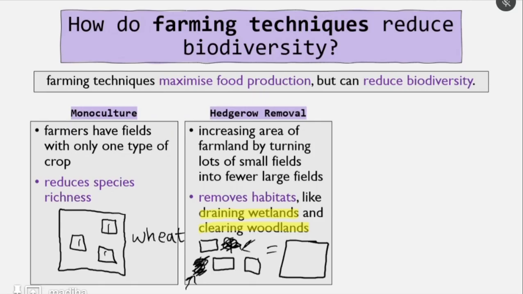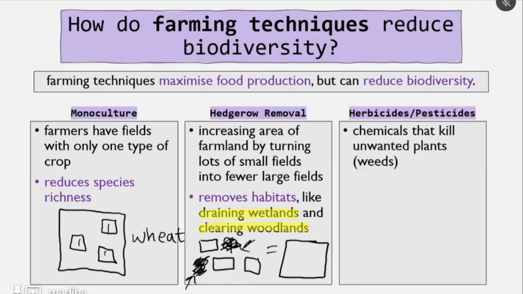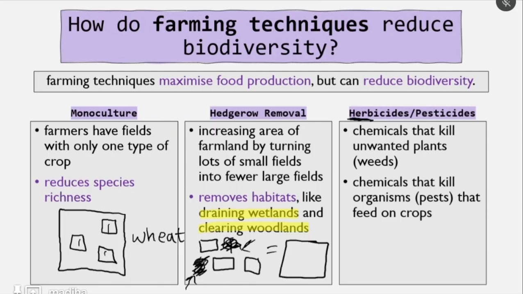And then another thing that we're going to go through is herbicides and pesticides. So a herbicide is a chemical that kills unwanted plants or weeds. It's kind of in the name, herb. And then a pesticide is a chemical that kills pests, so things that feed on crops. So obviously these are really helpful to maximise food production, but it's really bad for biodiversity. Why? Because you're reducing food sources and habitats.